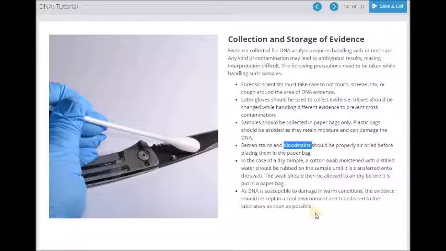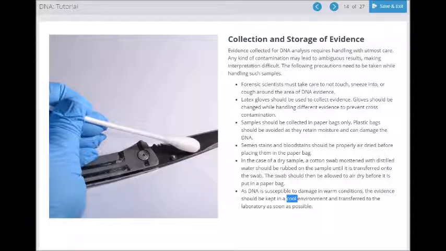DNA is susceptible to damage in warm conditions, so guess what? We put it into a refrigerator or a freezer, and even when we ship it, it's shipped cold, like in a cold pack, until it gets to the laboratory, if you have to ship it any kind of distance. Like I said, some counties have their own forensics lab.